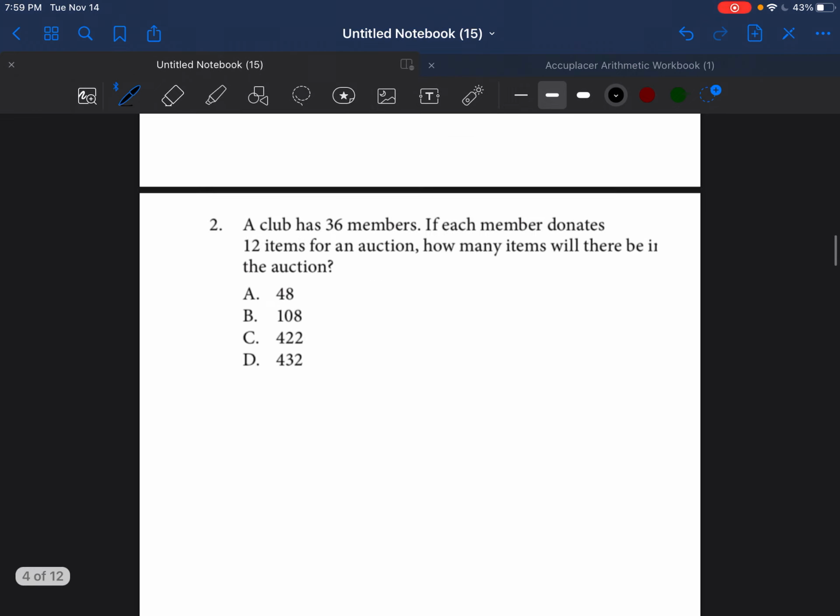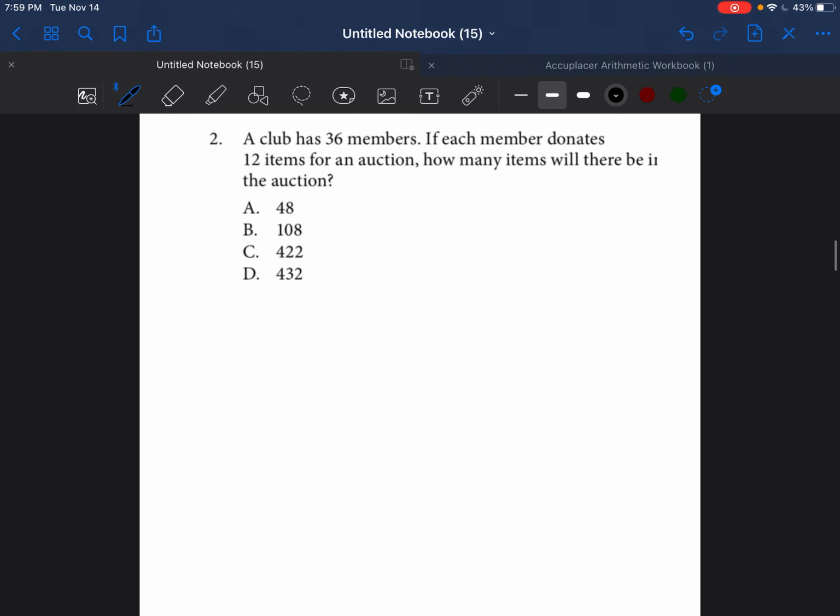So let's go ahead and go to question number 2. It says, a club has 36 members. If each member donates 12 items for an auction, how many items will there be in the auction? Okay, so anytime we're reading word problems, we need to be able to look at the word problem and identify what the words mean in relation to math. So an indicator word is the word each. Anytime you see the word each, you know that you're multiplying.